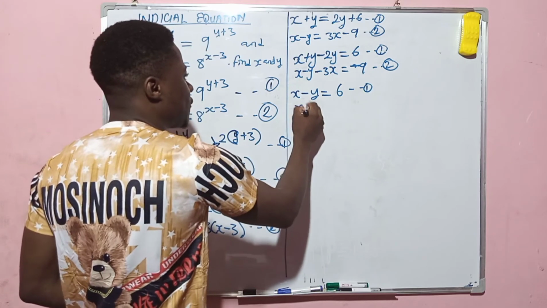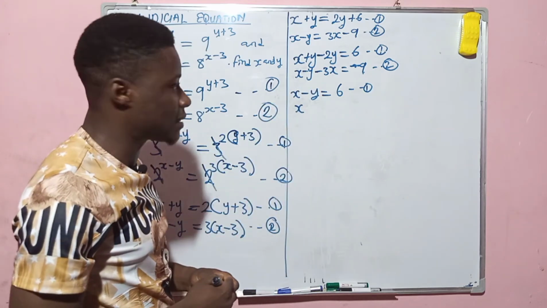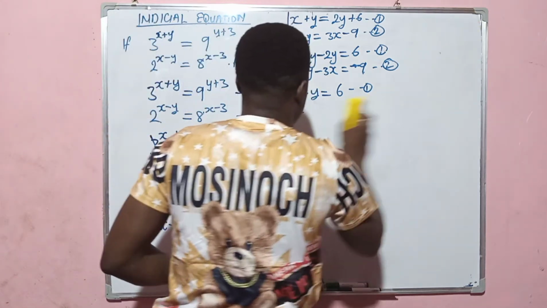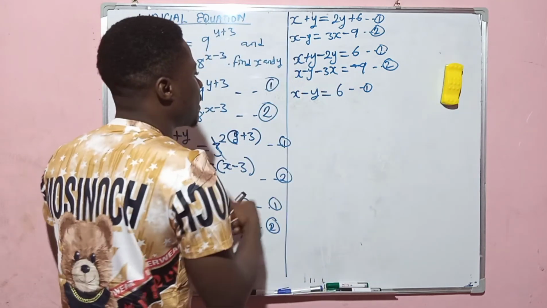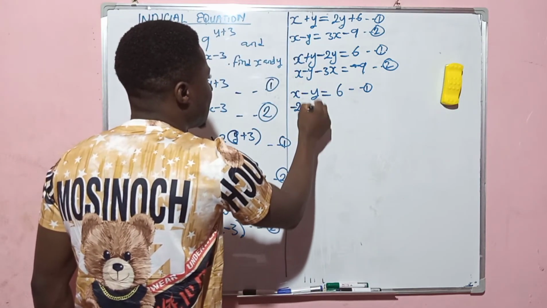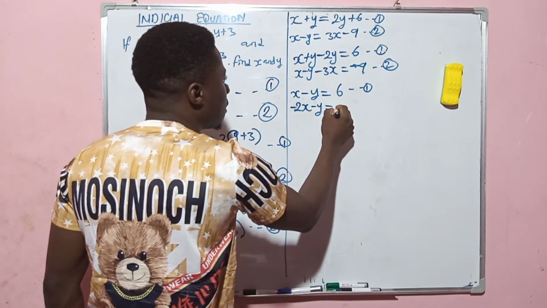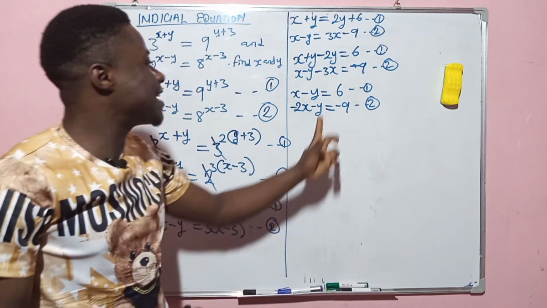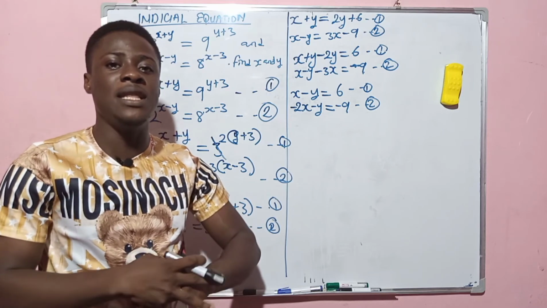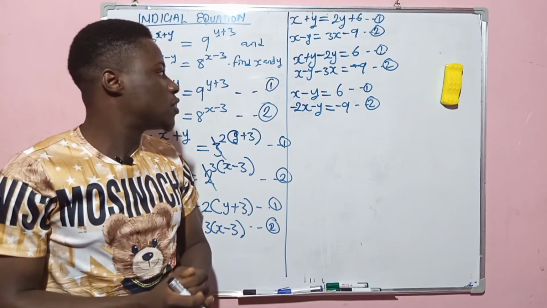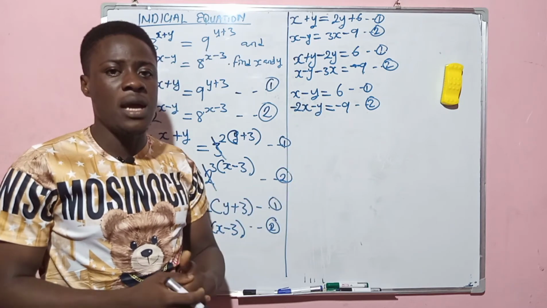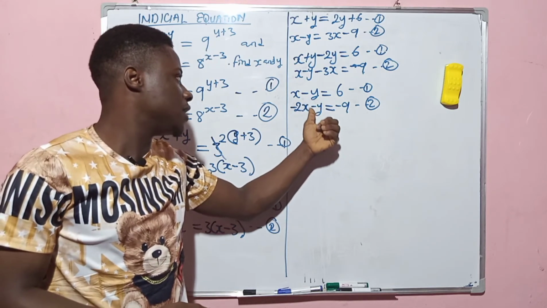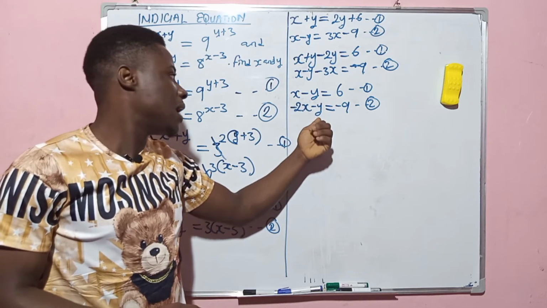And as well, for equation 2, x minus 3x, sorry, x minus 3x will automatically give me minus 2x, then minus y equals minus 9, equation 2. Wow! If you look at this, you observe that we have formed two linear equations. And to solve these two linear equations, I have to use what? Simultaneous equation. So how do I solve for the value of x and also the value of what?